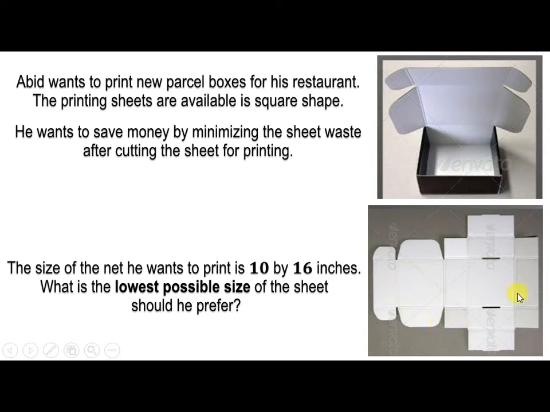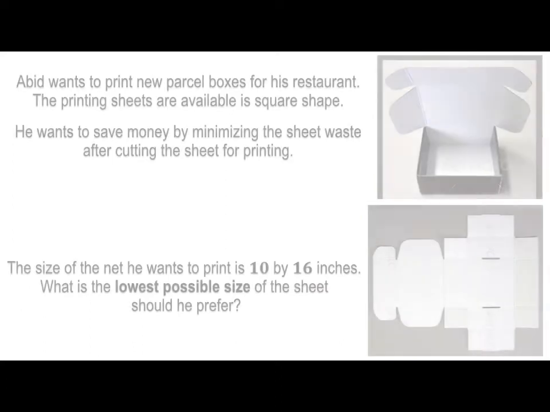The length of this box is 16 and the height of this net is 10. Can you help him select the right size of the sheet so he has the smallest wastage and could save some money? Maybe you cannot solve problems like this right now, but I am sure after this video you can easily and simply deal with these sorts of problems very conveniently. So let's start this video now.